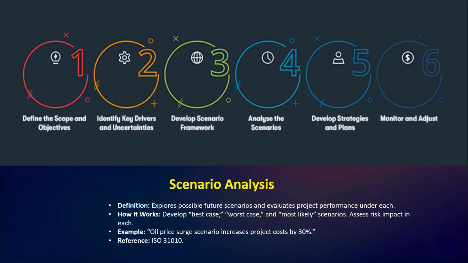Okay. So here we have the definition. Explores possible future scenarios and evaluates project performance under each. Then how it works: develop the best case, worst case, and most likely scenario. Assess risk impacting each. Okay, so here we have the example: oil prices, a surge scenario increases project cost by 30%. So it means the oil prices increasing raises your project cost by 30%. Okay.